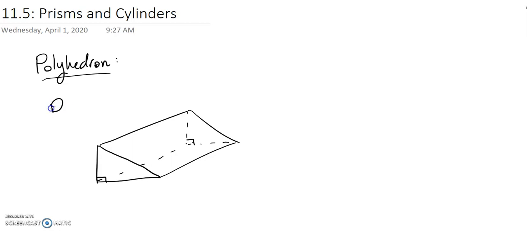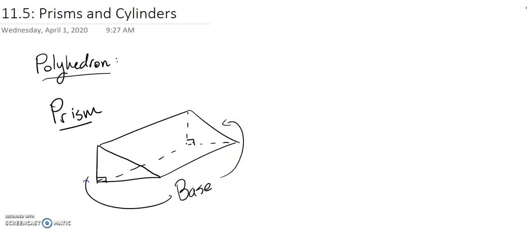Now a prism, like I just said, is this specific type of polyhedron. Now a prism has two bases, and they will always be congruent to each other, and they will always exist on two parallel planes. Very important. The bases are connected by a series of rectangles.